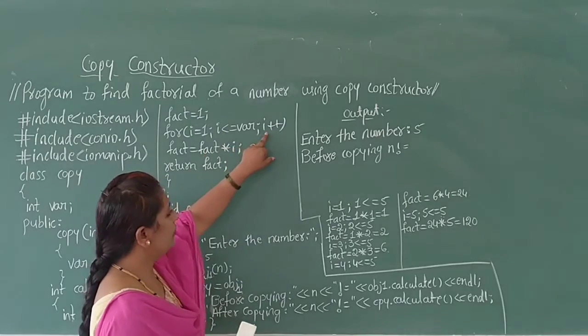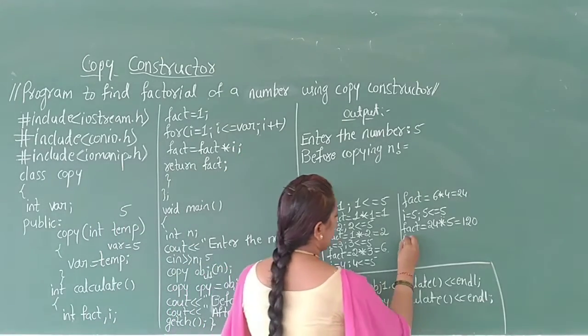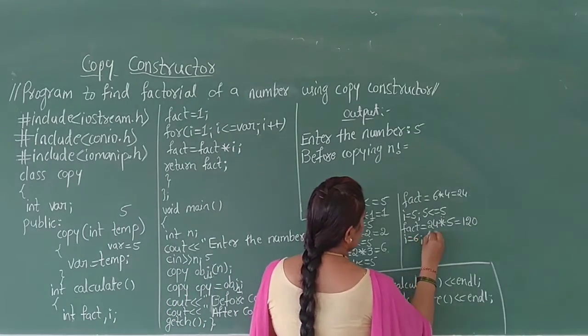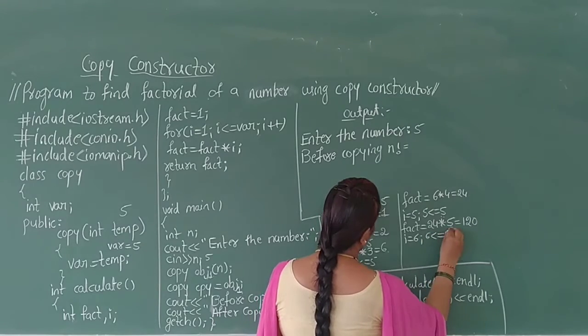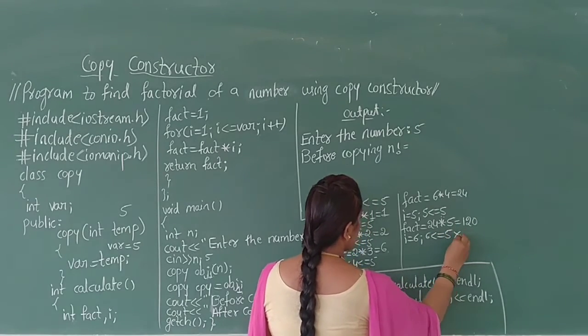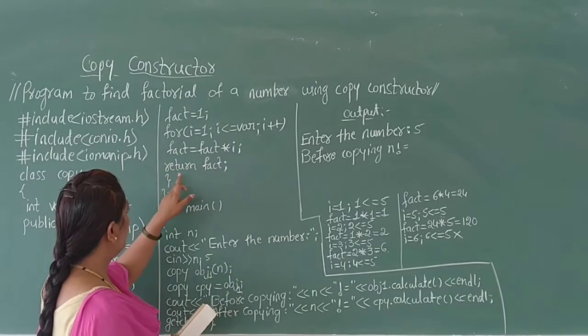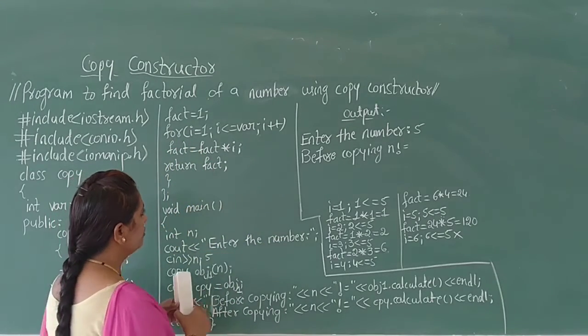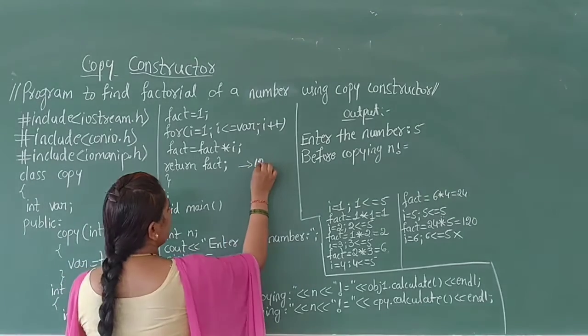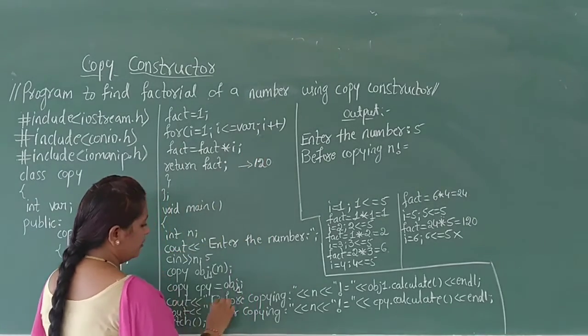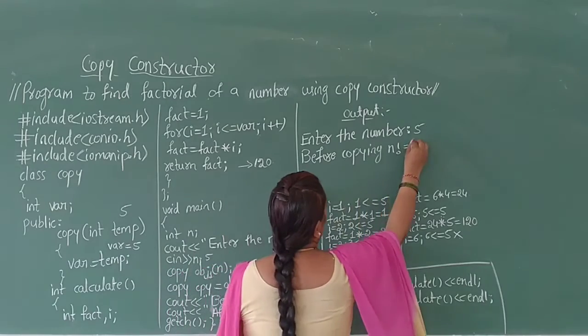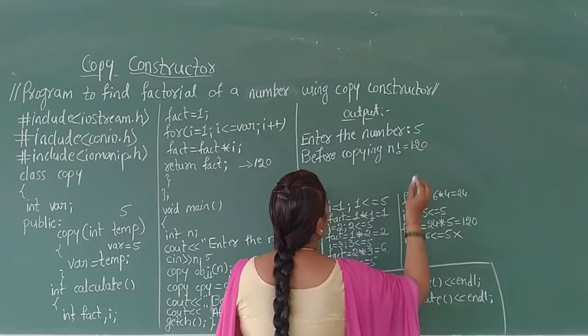Then now I value is incremented by 1. Now it is 6. 6 is not less than or equivalent to 5. Then this condition becomes false. Then it ends the for loop and it returns the fact value, 120, to the main function. And here it returns a value 120.